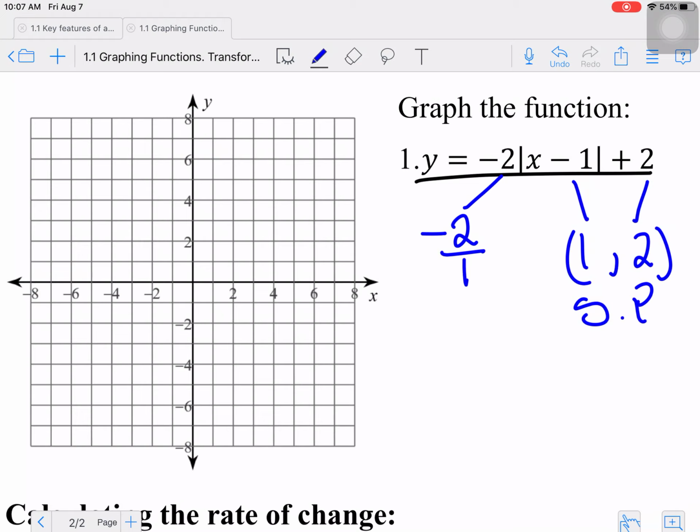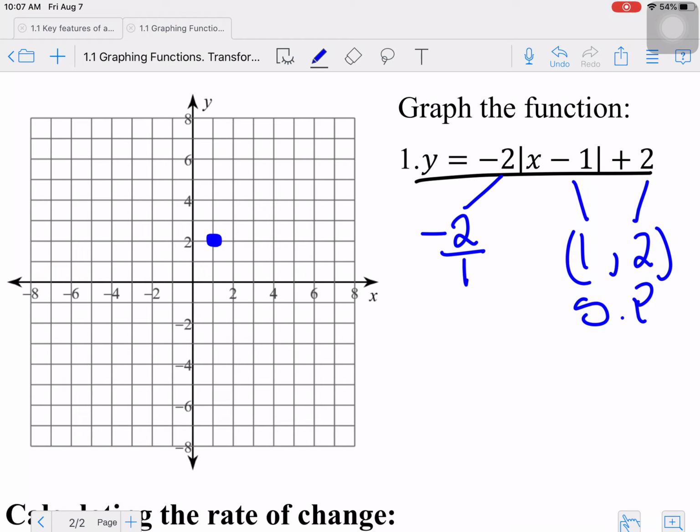Again, super simple. The only thing that you need to remember is that it's going to have a V shape, and I'm going to show you how to do that. So my starting point is going to be 1, 2. So starting from 0, I'm going to go over 1 and up 2, which means that there's my special point.